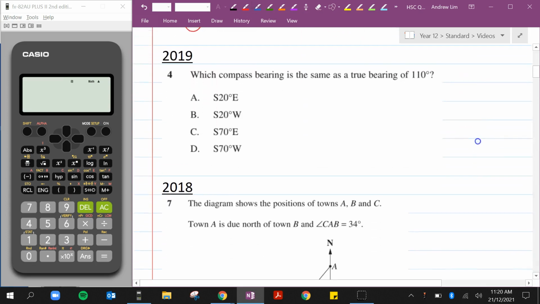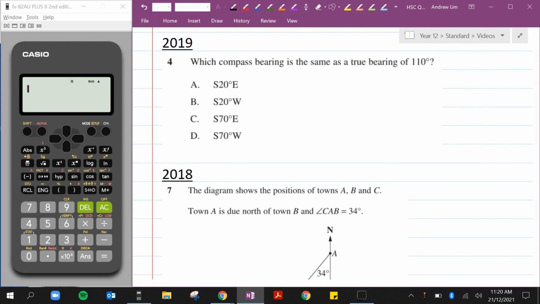By the way, feel free to pause the video at any time and attempt these questions before I go through it. This is question 4 of the 2019 paper. Which compass bearing is the same as a true bearing of 110 degrees? So what I'm going to do is I'm going to draw 110. I know that that's 90, so 110 is probably about there. 110 degrees.